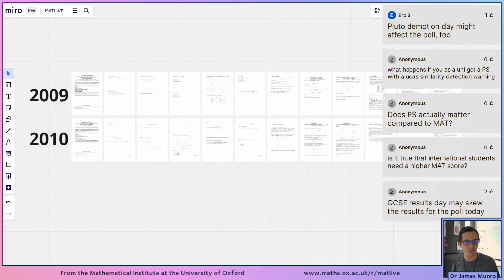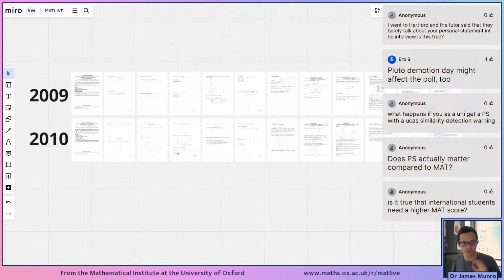Hartford said that they would barely talk about your personal statement. I would barely talk about your personal statement. I don't think I've ever asked anybody about their personal statement in an interview. Yep, you can have that recorded. I've interviewed for maths several times and I've never asked anybody about their personal statement. I've done maths questions instead. If I need to see what's in their personal statement, I have a copy of it and I can go and read it. I know some people try and talk about personal statements to make people feel more comfortable, but I've never really tried that.